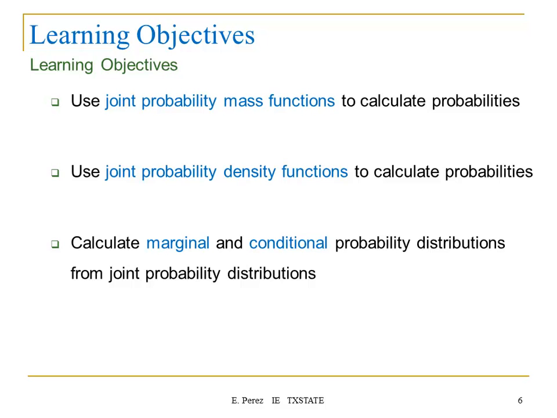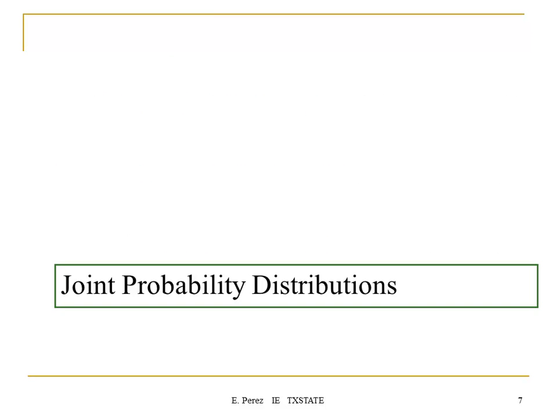Okay, so again, we're going to use joint probability mass functions to calculate probabilities. Same thing for joint probability density functions. And we're also going to calculate marginal and conditional probability distributions from joint probability distributions. So this is a concept that you already know, the conditional probability. This is a new concept, marginal. I'm going to explain what is a marginal distribution today. So let's start by discussing what is a joint probability distribution.